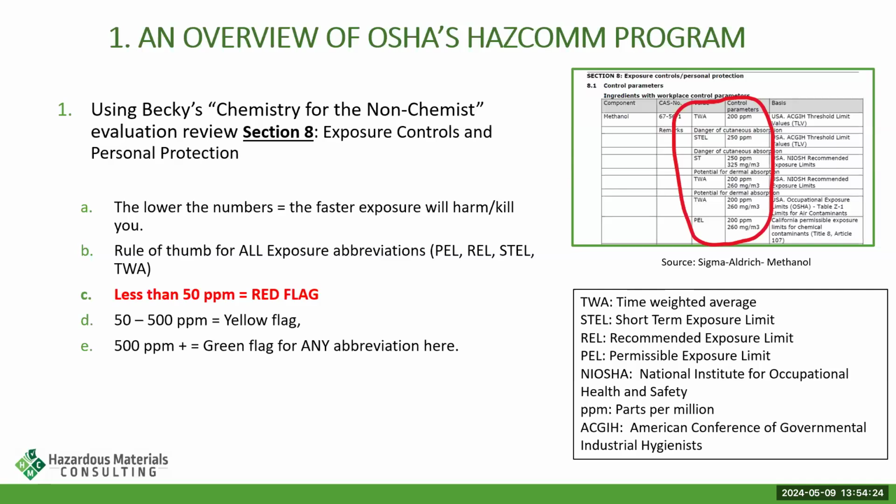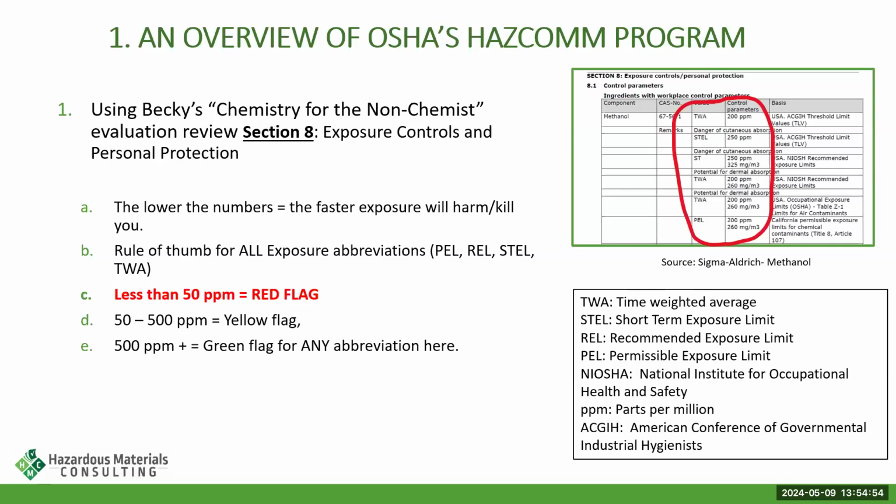If we look in this section and we see 50 to 500 parts per million, that's kind of my yellow flag. Proceed with caution. These are not things that I want to mess with. These are risky chemicals. They're in that yellow zone, but it's not something that I'm going to be really, really, really super concerned about. I'm going to just make sure that I'm protecting myself and my people by understanding what the risks are.